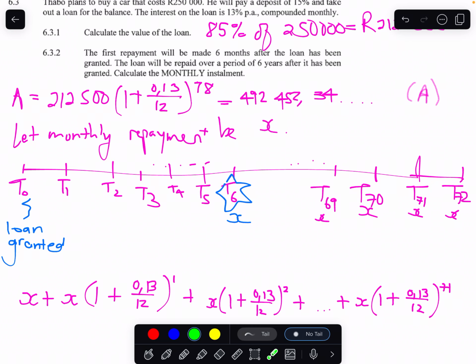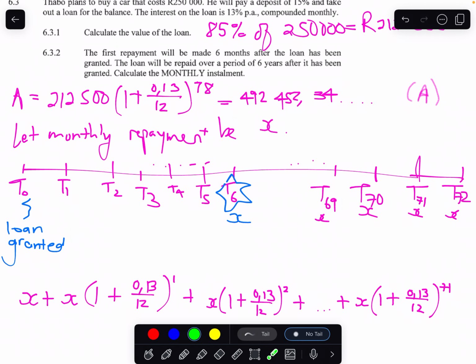Right. So how long are the payments going on? Well, if he had started here, it would be 72 in total, but he is skipping out on 1, 2, 3, 4, 5 of them. So it's actually going to be 72 minus 5, 67 payments in total.